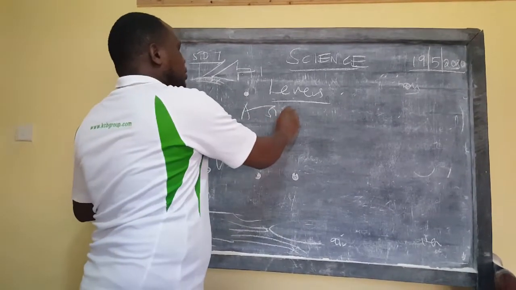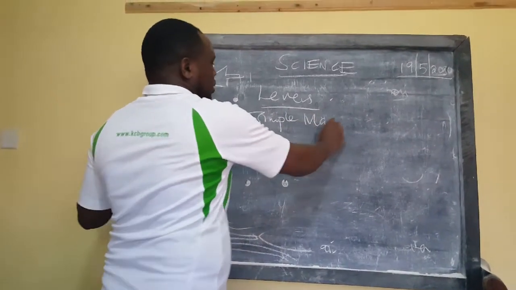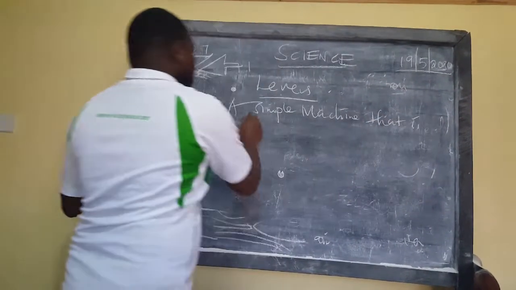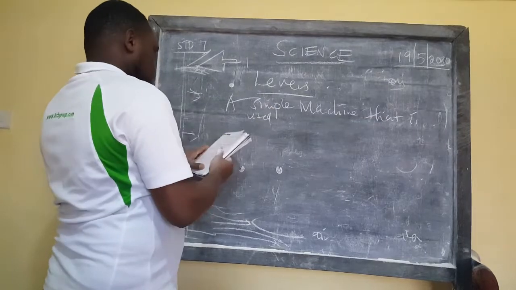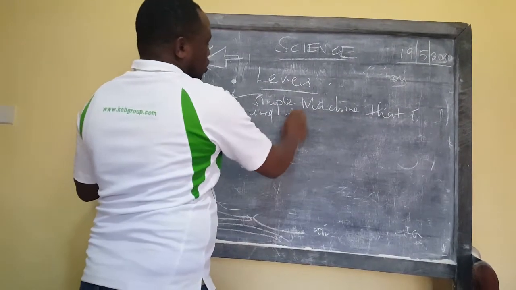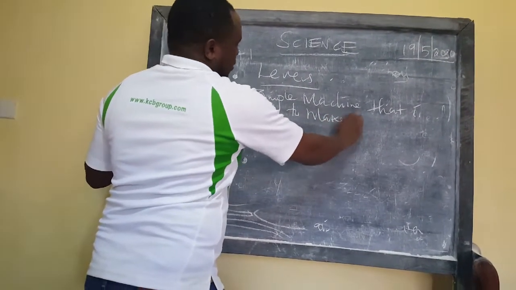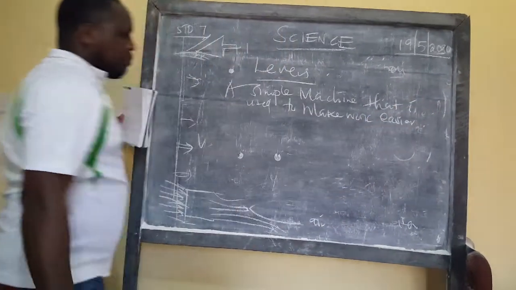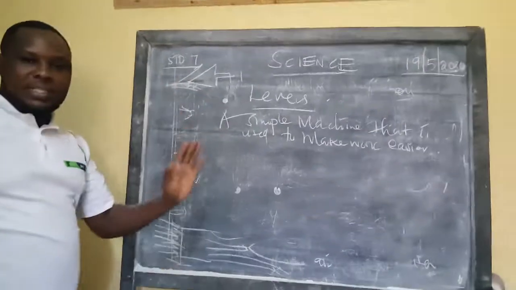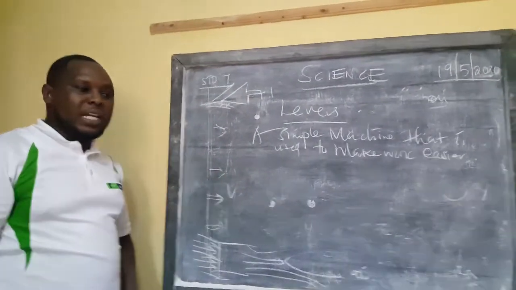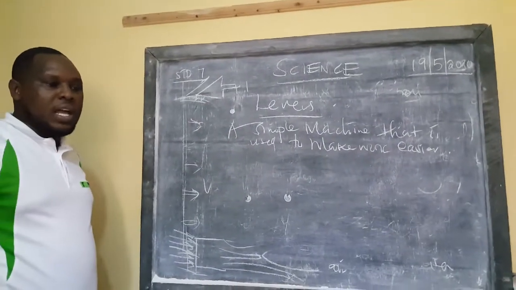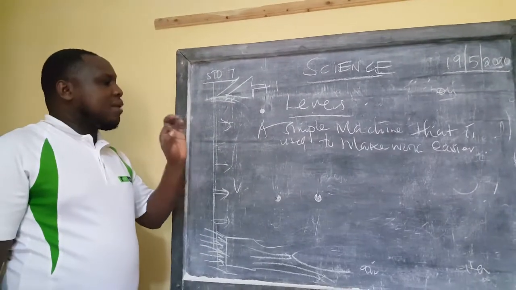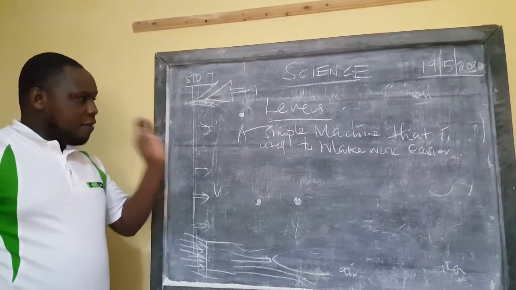A simple machine that is used to make work easier. You can imagine any type of machine that is used to make work easier. Look, for example, the wheelbarrow. A wheelbarrow is a good example of a lever.